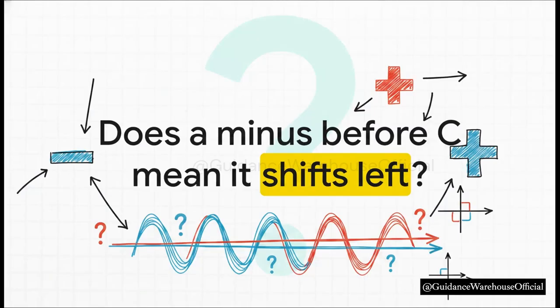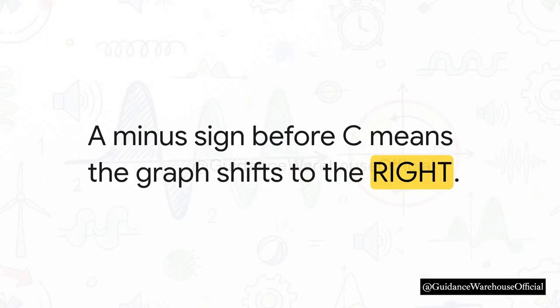Okay, wait, this is super important. We need to look at a classic point of student confusion regarding phase shifts. Look at the formula again. It's bx minus c. So if you have an equation that says sine of x minus pi, does that minus sign mean the graph shifts to the left toward the negative numbers? Actually, scratch that, it doesn't.